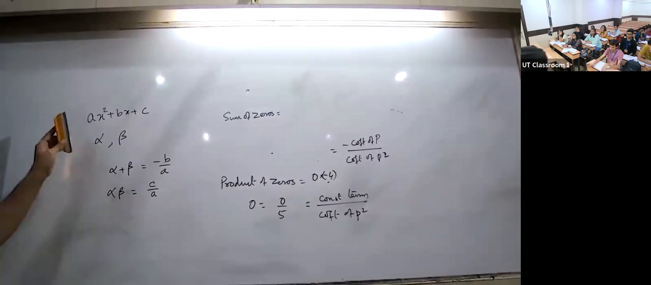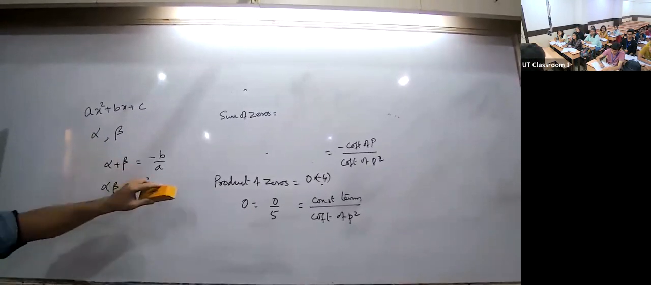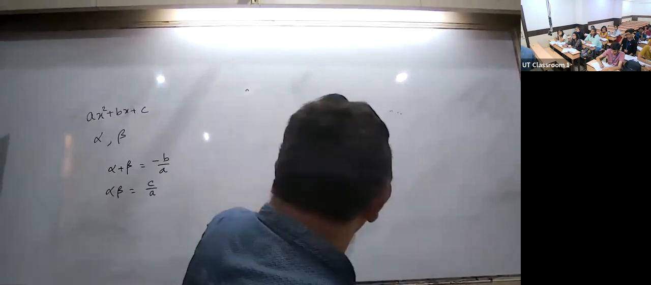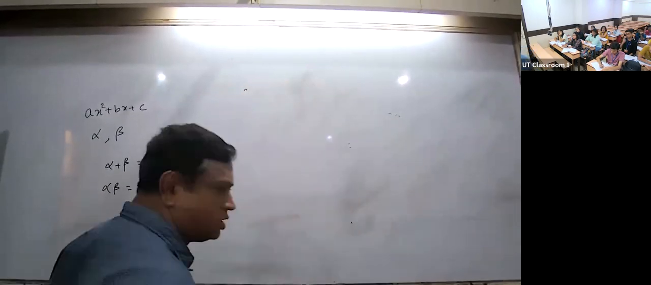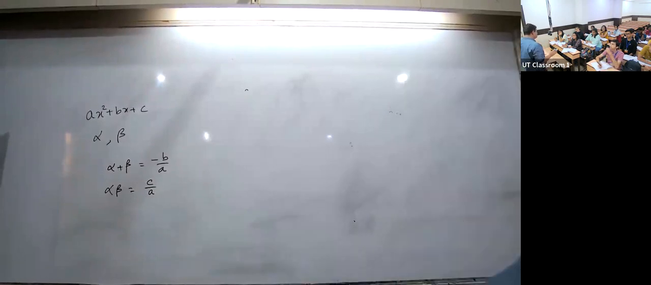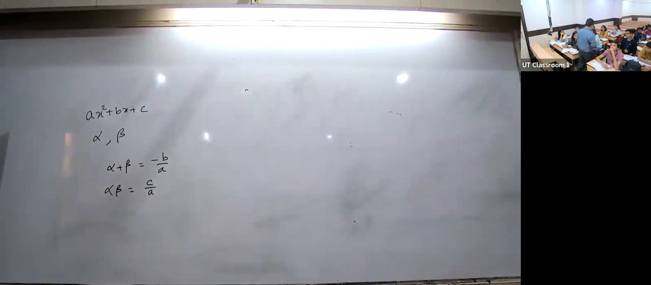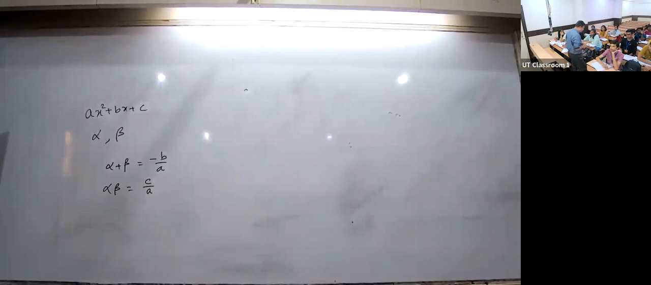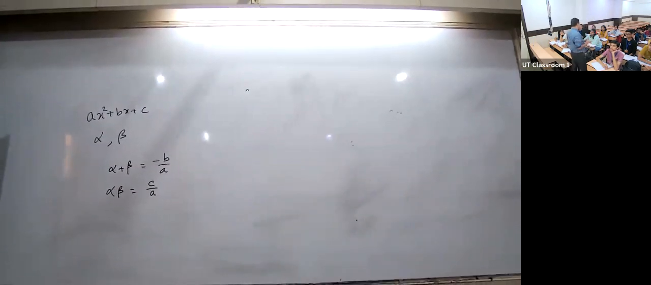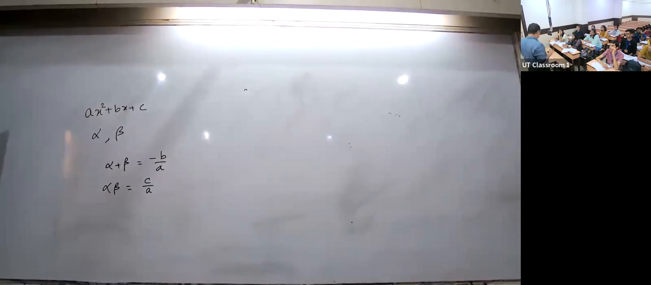So for the quadratic polynomial, zeros are denoted by what letters? Alpha and beta. Then what is the relation? Alpha plus beta is equal to... I make you write, don't forget whatever I write. So alpha plus beta is equal to minus B by A. Alpha beta is equal to C by A. This is the same thing we are studying.